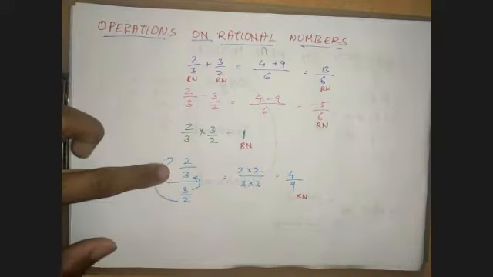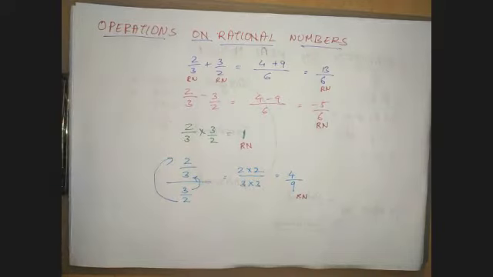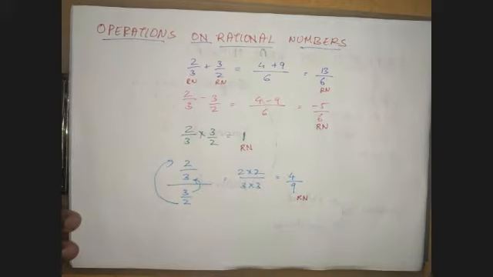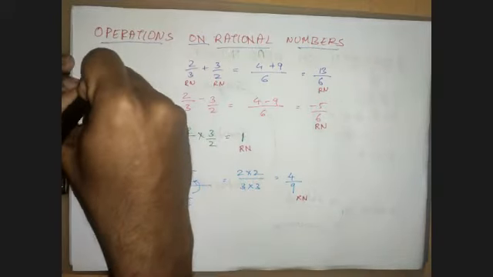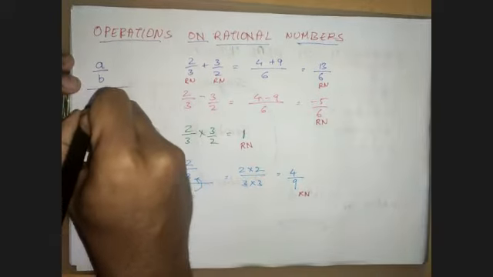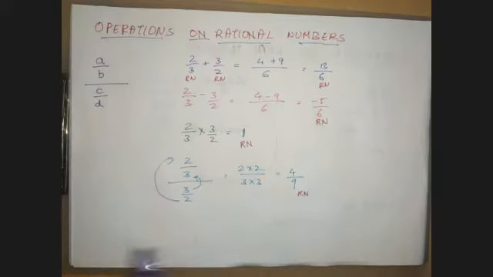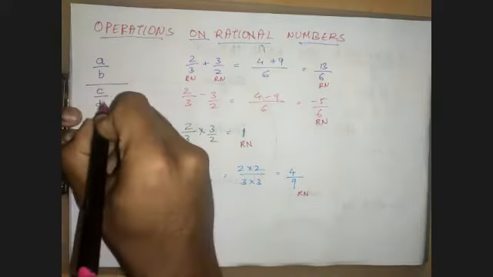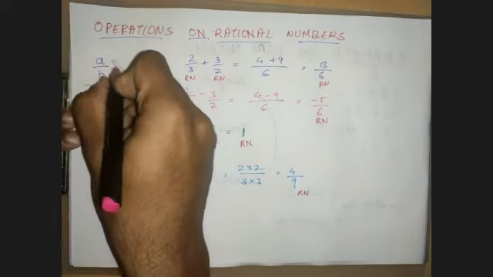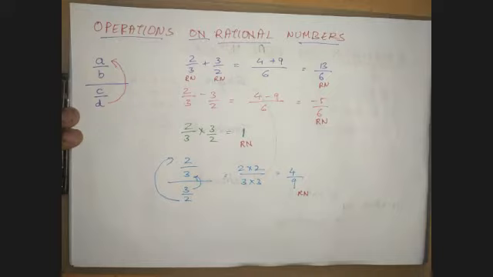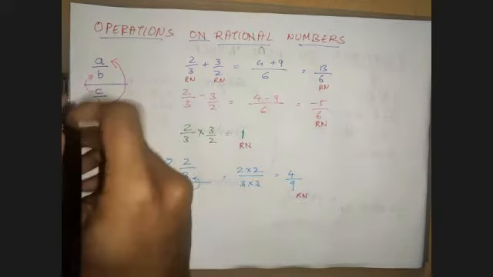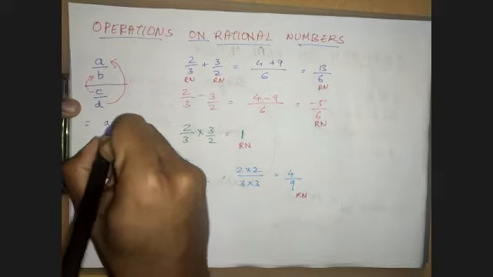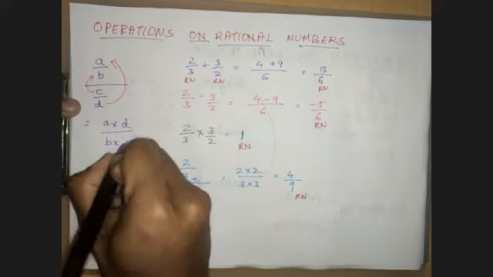Some of you might have problems with division of two rational numbers, so let us revise some concepts. If I have a by b whole divided by c by d, the denominator goes to the numerator. Repeat it again, the denominator goes to the numerator, and this goes here. So this would be equal to a into d by b into c.